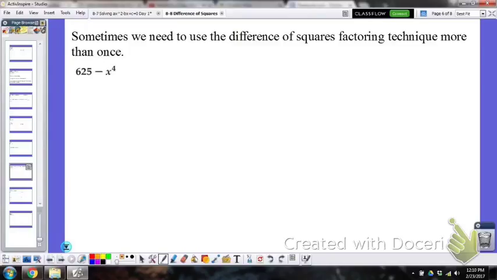Here's an example of that. If we look at 625 minus x to the power of 4. If we take the square root of 625, we will get 25. So we know that is a perfect square, so we do have a difference of squares here. So this is going to be equal to 25 plus x squared, because the square root of x to the power of 4 is x squared, times 25 minus x squared.